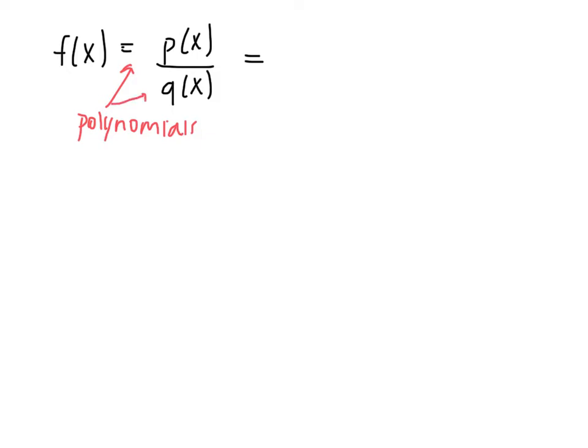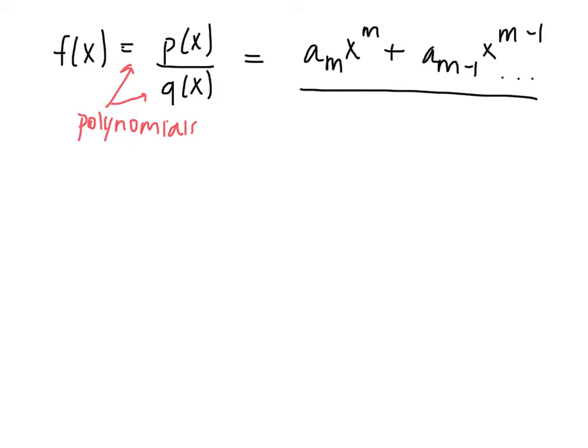So therefore we know that we have a sub m x to the m plus a sub m minus 1 x to the m minus 1. So this is basically showing the general pattern of our descending subscripts and superscripts. This will make more sense later, but on the bottom we have b sub n minus 1 x to the n minus 1, just like we had with m. M and n are going to be the powers of our polynomials.